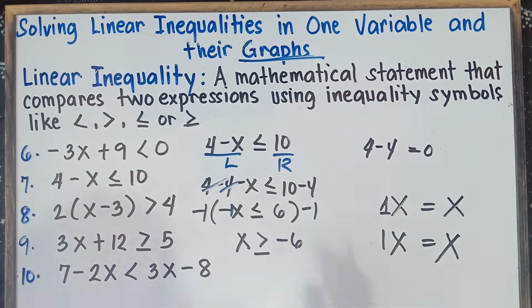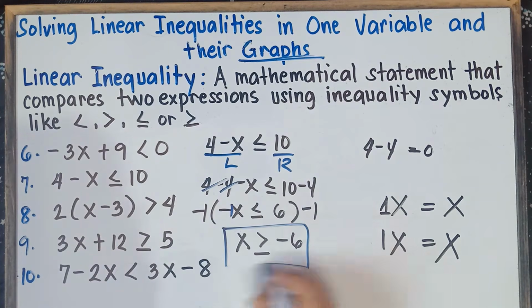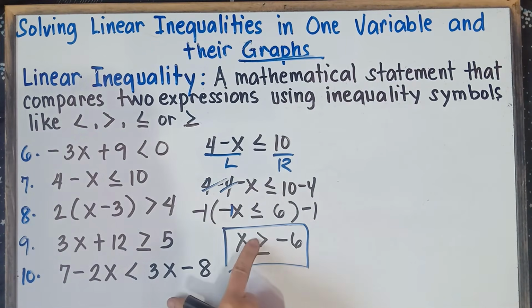Once again, class, do not forget about that one. Once you multiply or divide both sides of the inequality by a negative number, you need to reverse the sign. This is less than or equal to. You will change that to greater than or equal to. So this will be our answer, class. Therefore, the value of x is greater than or equal to negative 6.